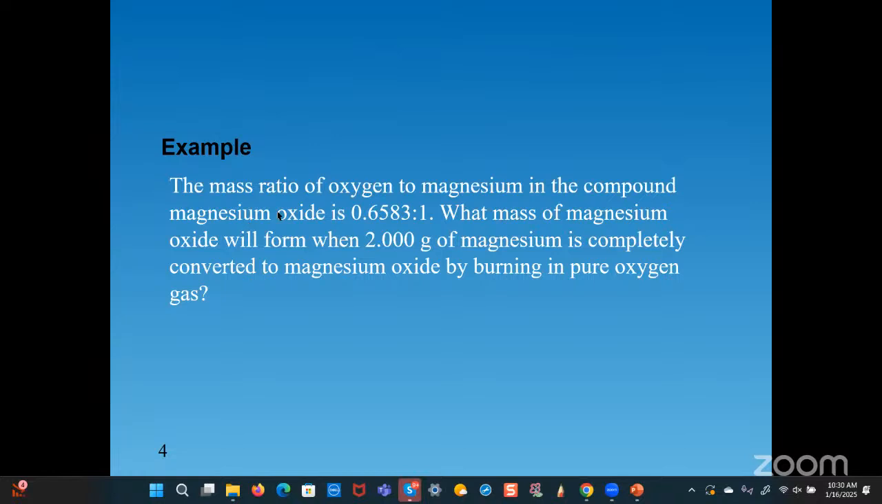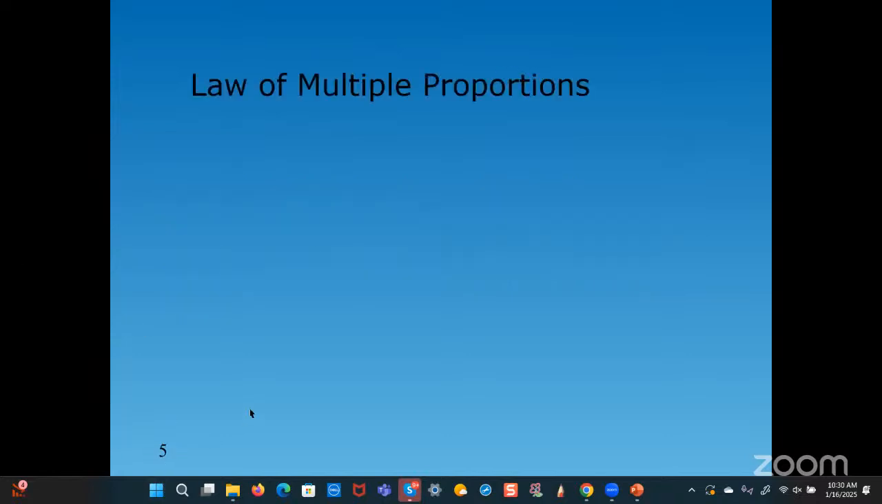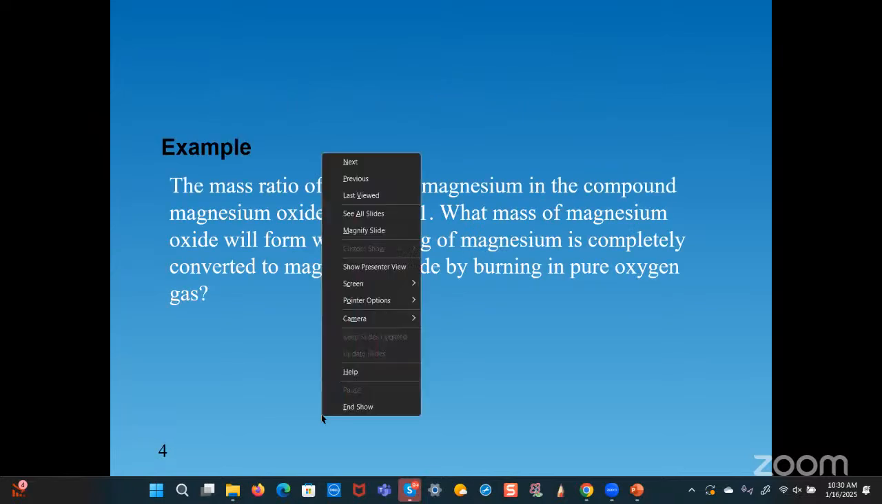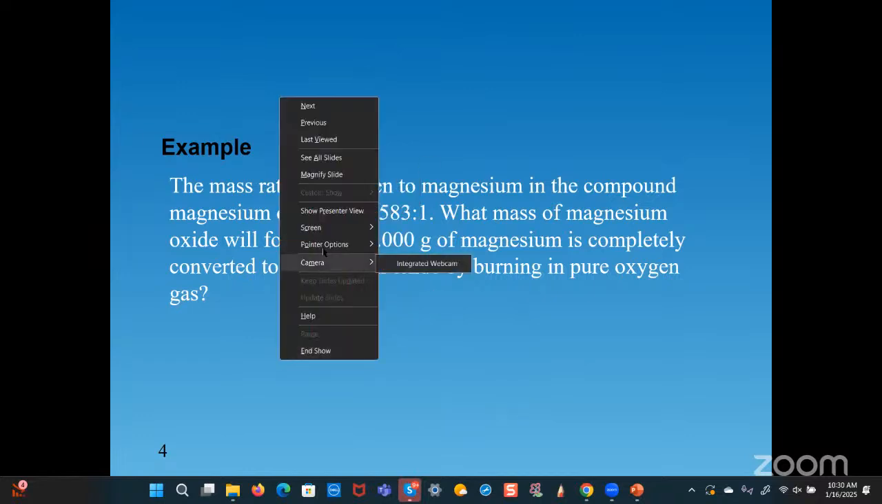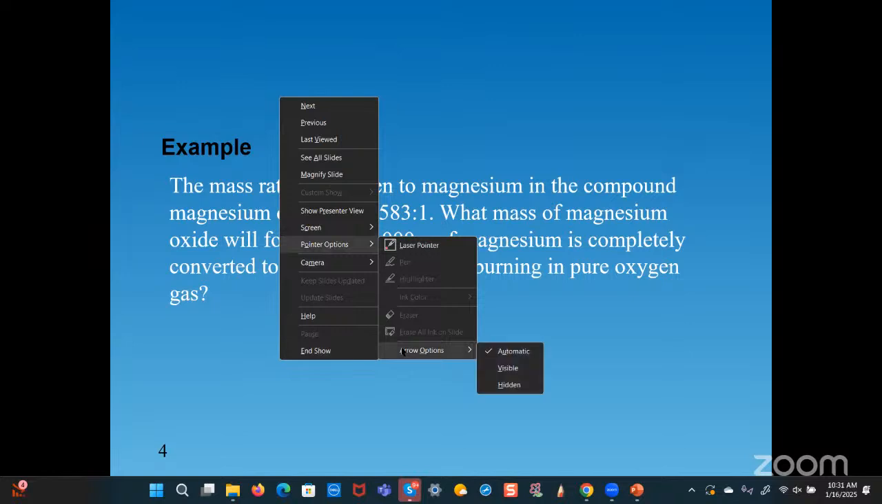It says the mass ratio of oxygen to magnesium in the compound magnesium oxide is given. The question is asking what mass of magnesium oxide will form when 2.000 grams of magnesium is completely converted to magnesium oxide by burning in pure oxygen gas.